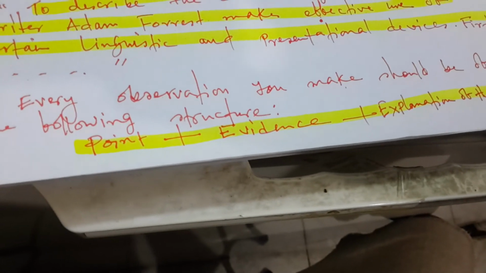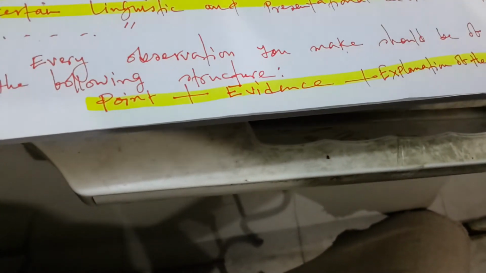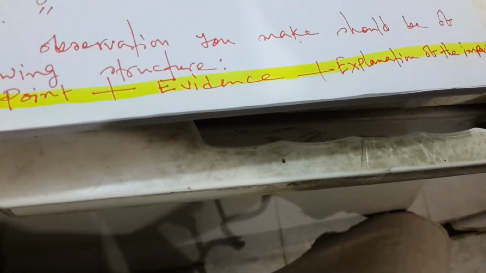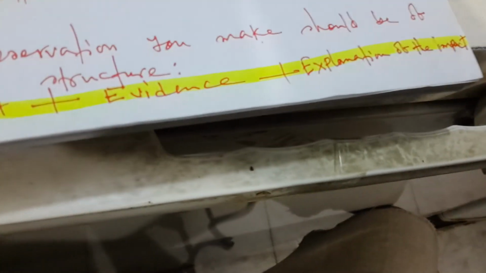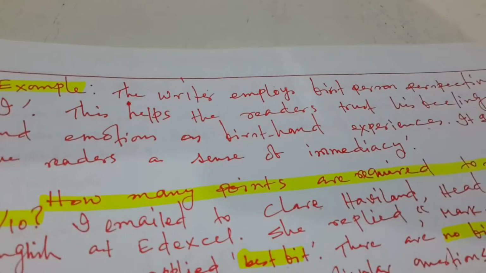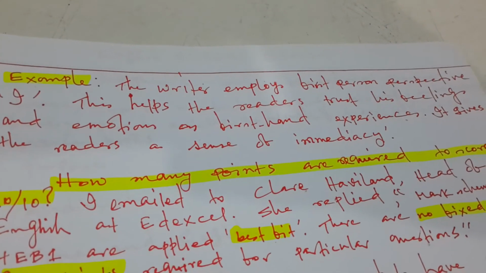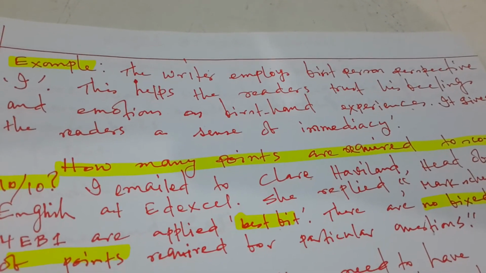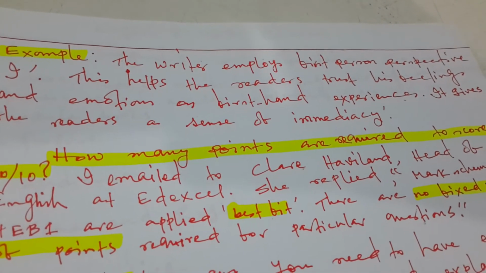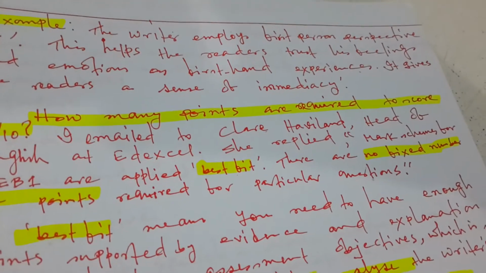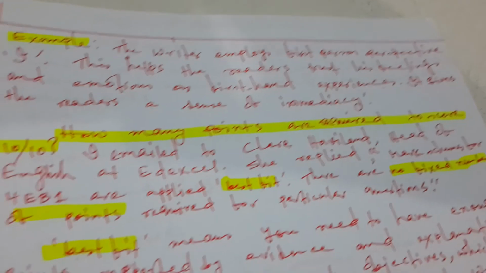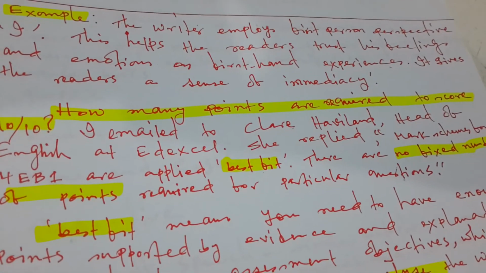Every observation you make should be of the following structure: point plus evidence plus explanation of the impact. Let's see an example. The writer employs first person perspective I. This helps the readers trust his feelings and emotions as first-hand experiences. It gives the readers a sense of immediacy.